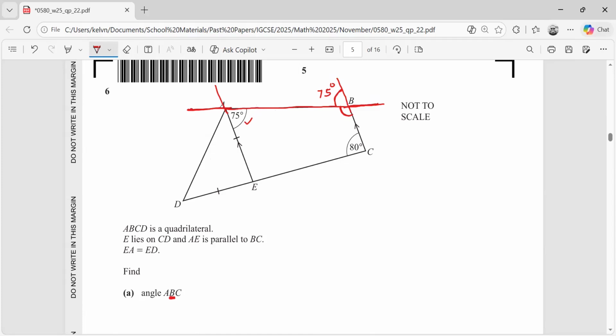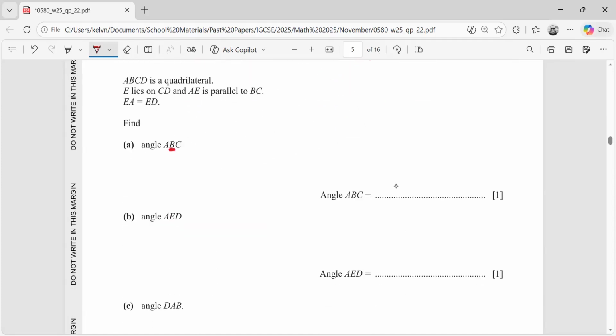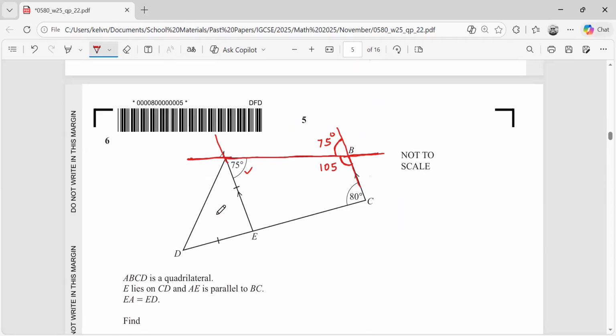And therefore, if that is 75 and this is a straight line, angles on a straight line add up to 180. If we subtract 180 minus 75, this angle here will be 105. So that's 105. So angle ABC, we can say, is 105 degrees. And then we're told to find out what is angle AED.